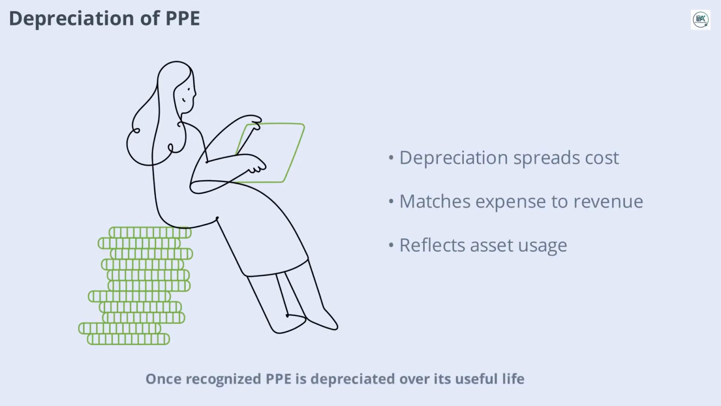Once recognized, PPE is depreciated over its useful life. Depreciation allocates the cost of the asset over the periods it benefits, reflecting wear and tear or obsolescence. This process ensures that the expenses match with the revenue generated, providing a realistic view of profitability. The method and rate of depreciation should reflect the pattern in which the asset's economic benefits are consumed.